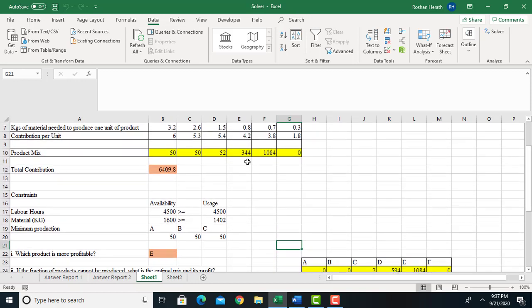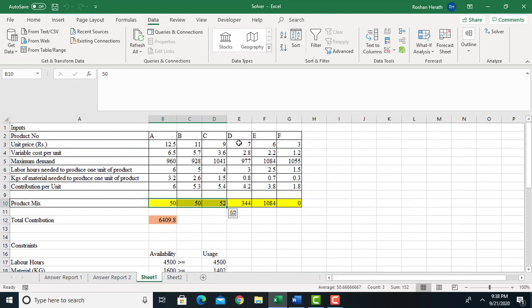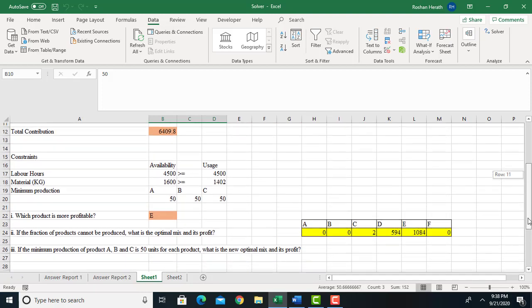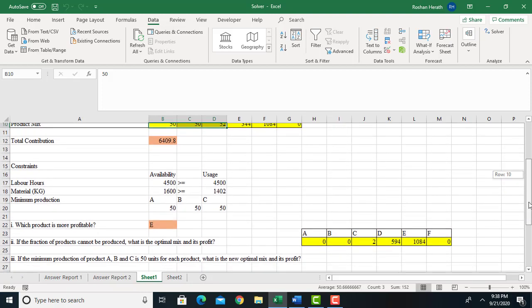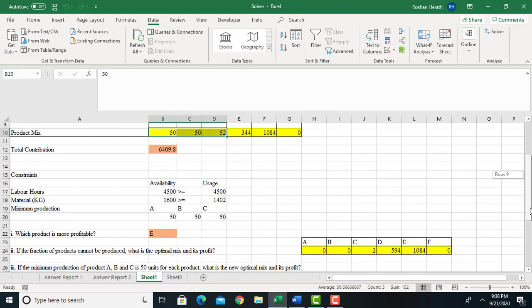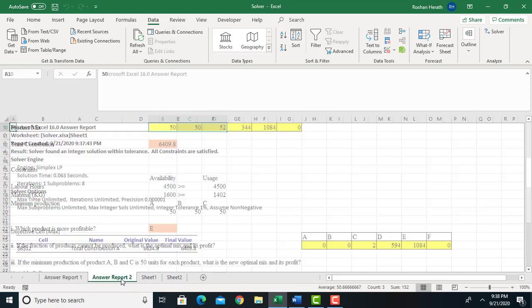So it has made that particular change, and they have made sure that now your product mix consists minimum 50 product is produced for A, B and C, and the rest of the products being produced together. So that's what has happened once you add the fifth constraint. Now you have satisfied that. By satisfying that, what is the total contribution now? It's 6,409. Now you can even go to the answer report 2.